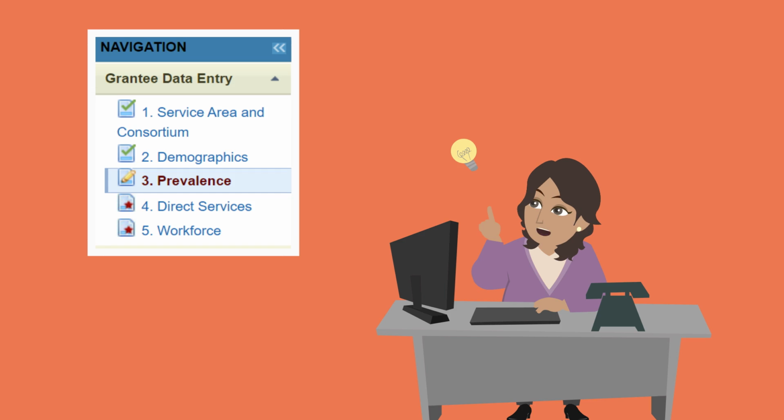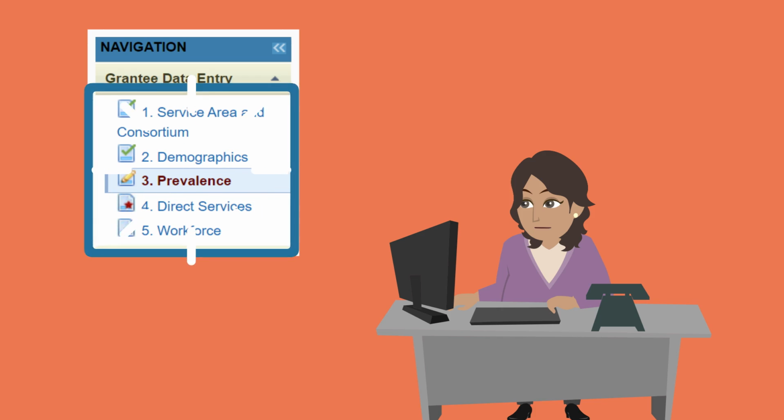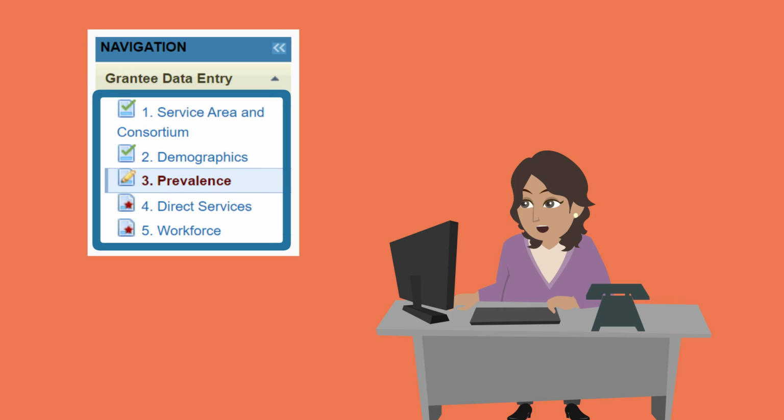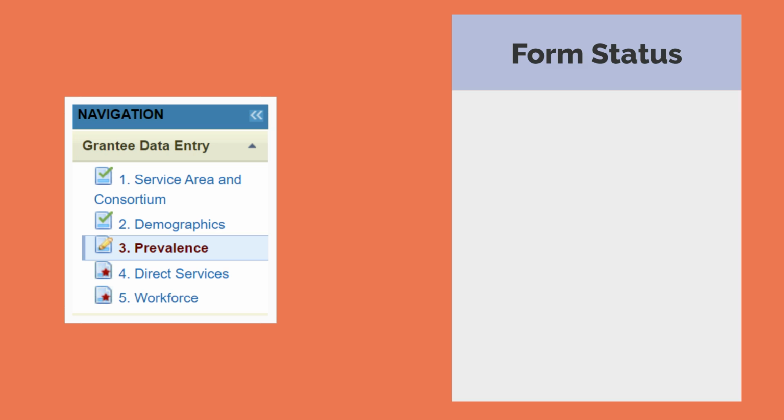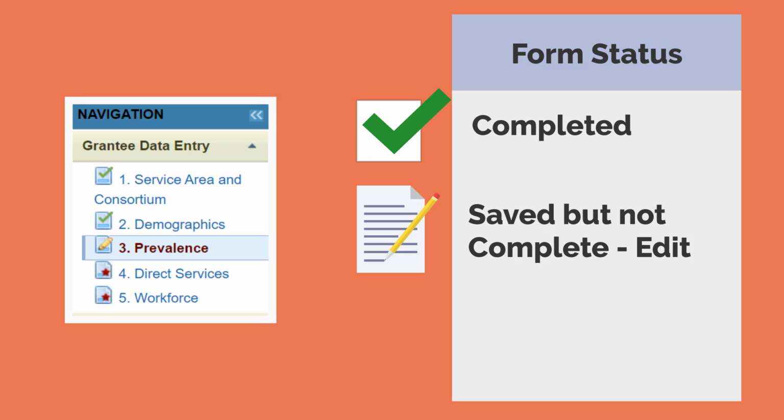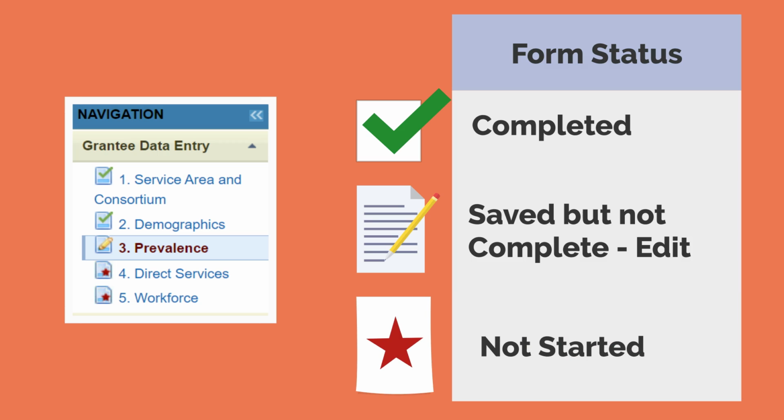Don't forget to move from form to form, use the left navigation bar, and click on the form you wish to work on. Use the left navigation bar to easily see the status of each form. Forms marked as complete are in completed status and have a green check mark. Forms that are saved but not complete are in edit status and have a pencil. Forms that have not been started are in not started status and have a red star.